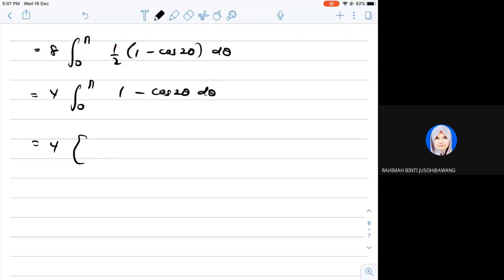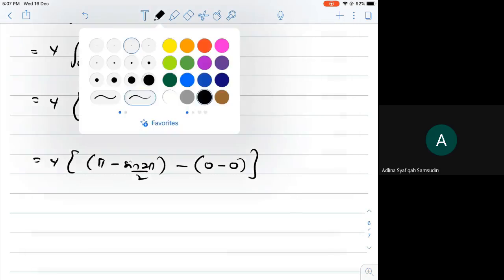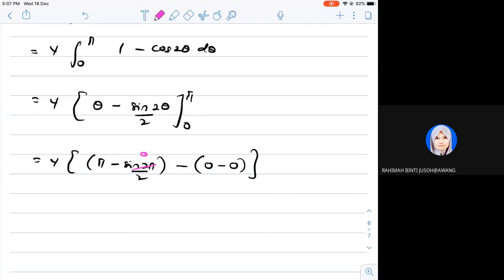So integrate 1, we get theta. Integrate negative cos, we will get? Negative sine 2 theta over 2. Yes, very good. Negative sine 2 theta over 2. So you just need to substitute pi and 0. So we will have here pi minus sine 2 pi over 2 minus theta equals to 0. Sine 0 also 0. So of course sine 2 pi is 0. So the answer is 4 pi.